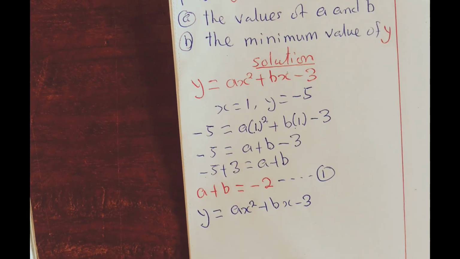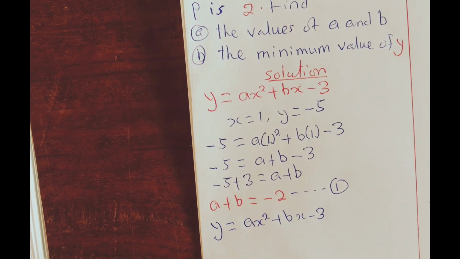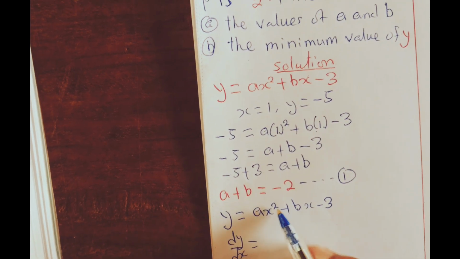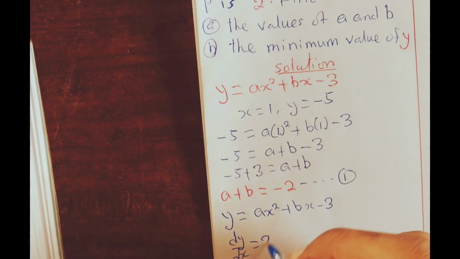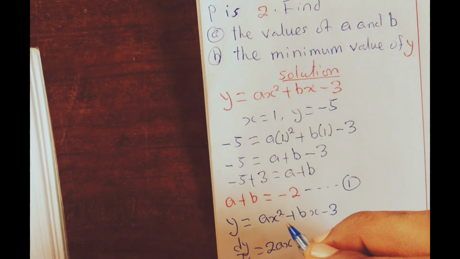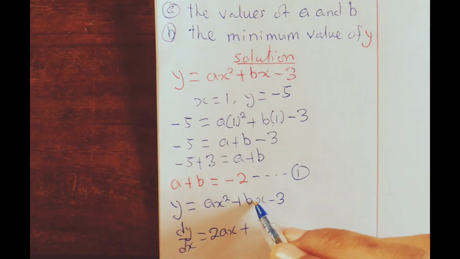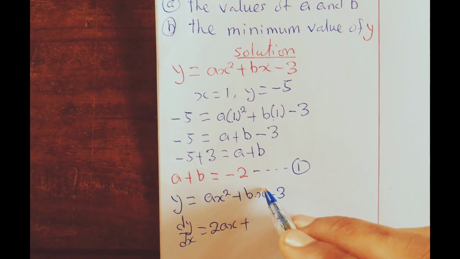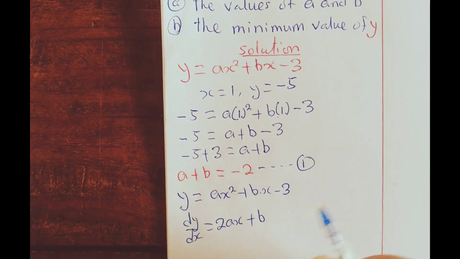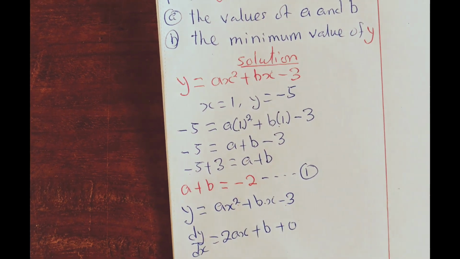So I want to differentiate y with respect to x. So it becomes dy over dx is equal to 2 times ax, because I subtract 1 from the power, plus 1 times bx, and 1 minus 1 will give you 0, so it becomes b. And when you differentiate a constant, it is 0, so plus 0.